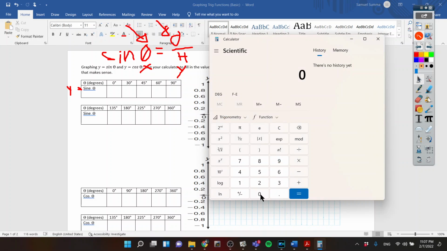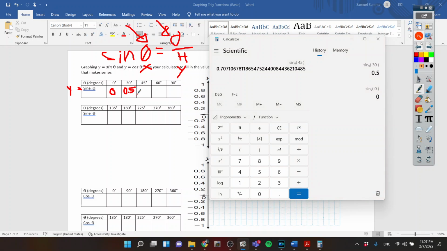I'm going to use my calculator to do the trig functions. Sine of 0 is 0. Then 30, sine, I see that's 0.5. Then 45, so I'll do a couple more. Sine of 45, I get 0.7071.